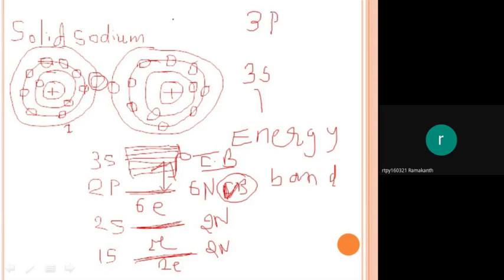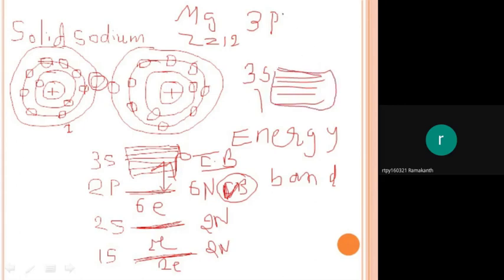In the case of magnesium, the atomic number is 12. For 3s, there is a series of energy levels. Since there are a number of atoms, some of the energy levels go up and some go down according to the Pauli exclusion principle. And this is the 3p energy level. These are the 3s energy levels, and the 3p levels also split, forming a series of energy levels.